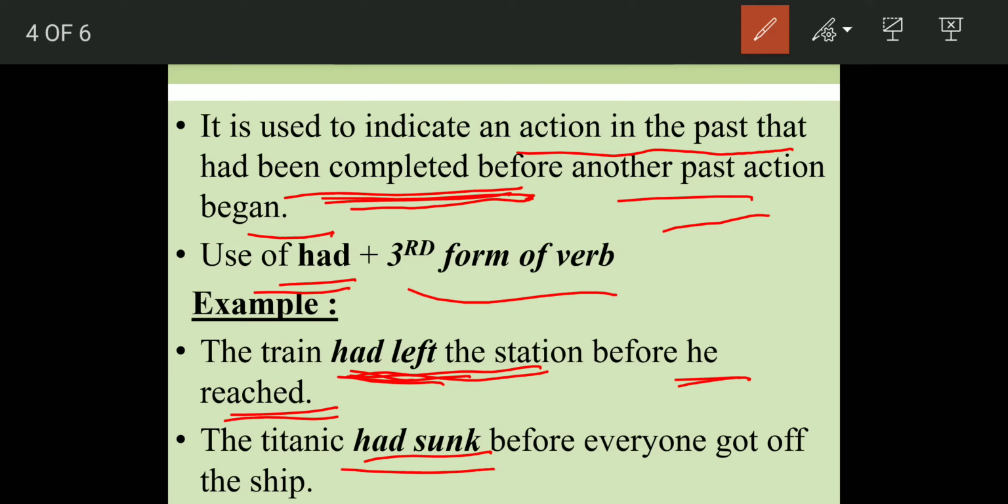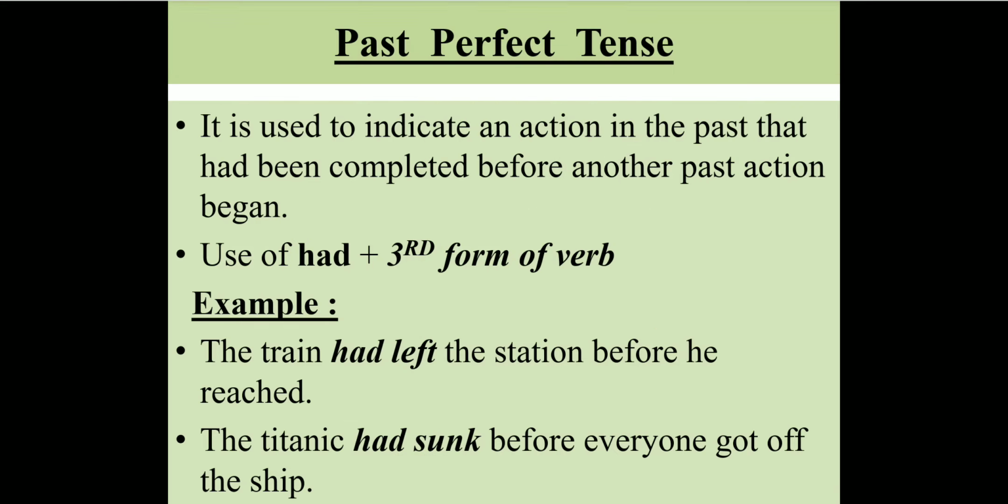And in past perfect, we use the term had along with the third form. So here the verb is sink and we have changed it into the third form, sunk. So whenever we are using the term had, it is the past perfect form of the tense. So I hope this is clear to you. We use has or have in present perfect, and when we are using the term had, we are referring to the past perfect tense.